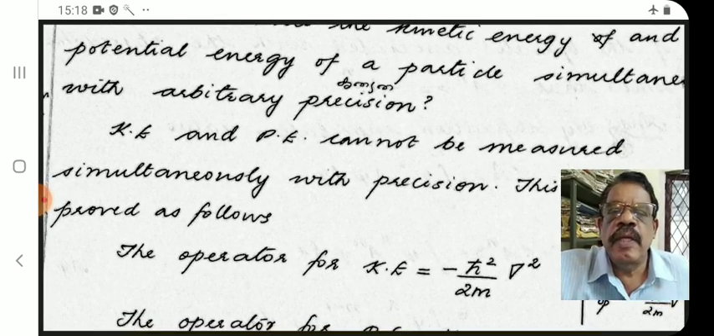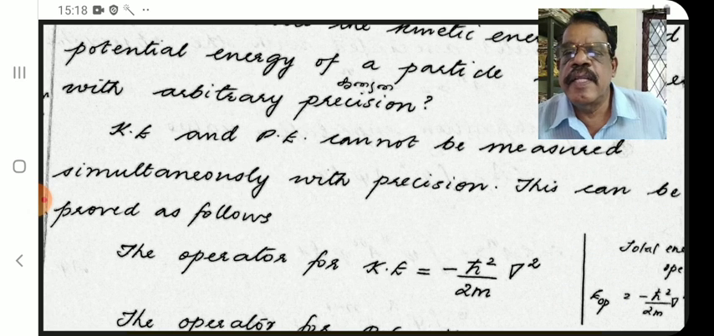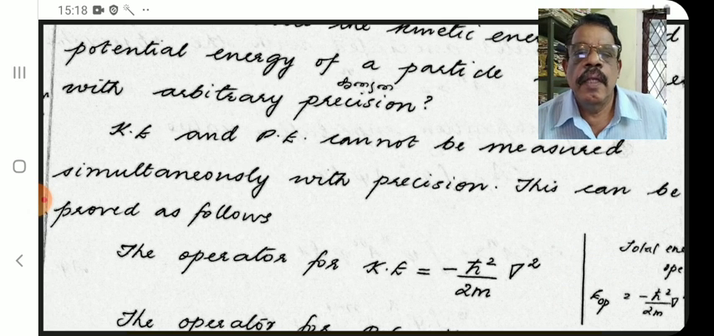KE and PE cannot be measured simultaneously with precision. This can be proved as follows.